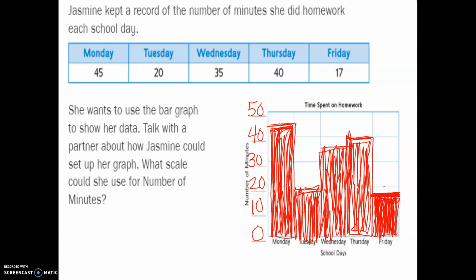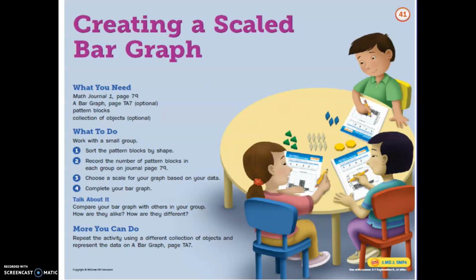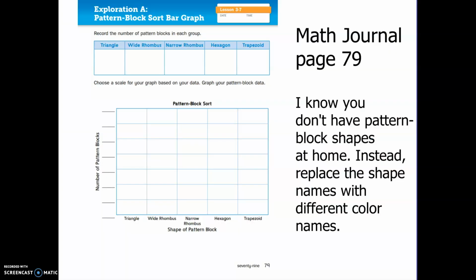Okay, good deal. Now I have this card I want to show you. You're going to work on creating your own scaled bar graph. You're going to need your math journal, page 79, and I have that picture for you. So it's right here. Now I'm going to change the directions because this says to make a bar graph using pattern block shapes. And I know you don't have pattern block shapes at home. So instead, what you can do is replace the shape names with different color names.